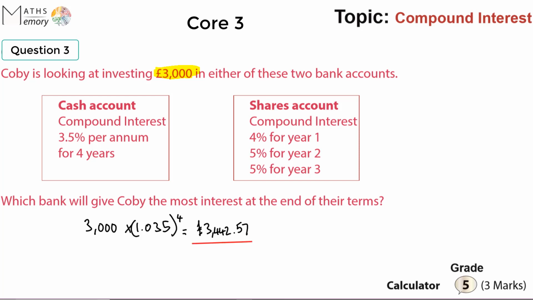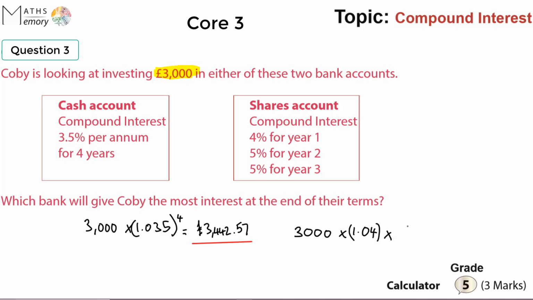Now, what about something a bit more risky? Let's say he wants to invest in the stocks and shares account. Okay, so he does this. Kobe invests £3,000. In the first year he gets 4%, 1.04, a bit more for your money because obviously it's a bit of a higher risk. Now, 5% in the latter 2 and 3 years.